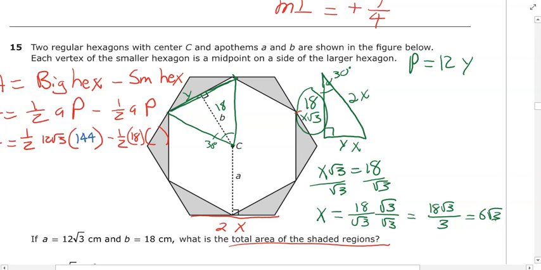So that means this side down here, if x is 6 square root of 3, this side is 6 square root of 3. So then that means p equals 12 times 6 square root of 3, or p equals 12 times 6 is 72 square root of 3.